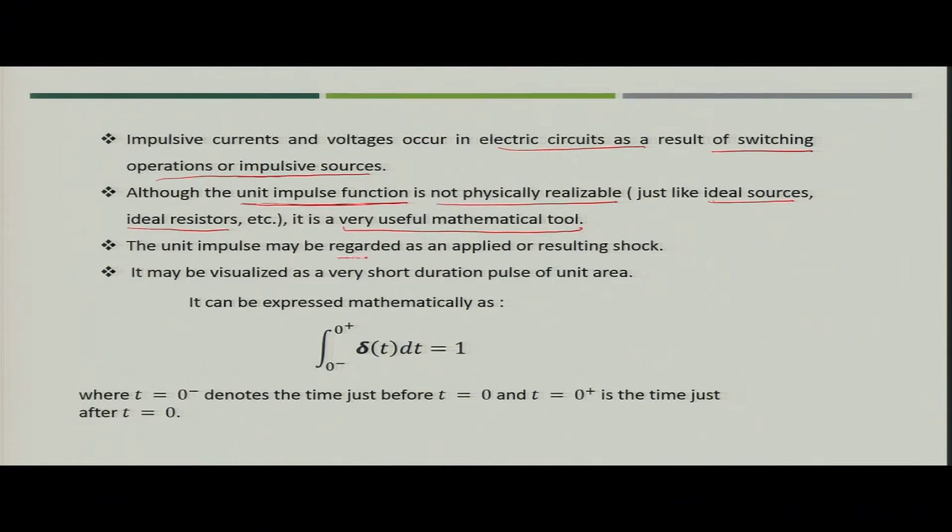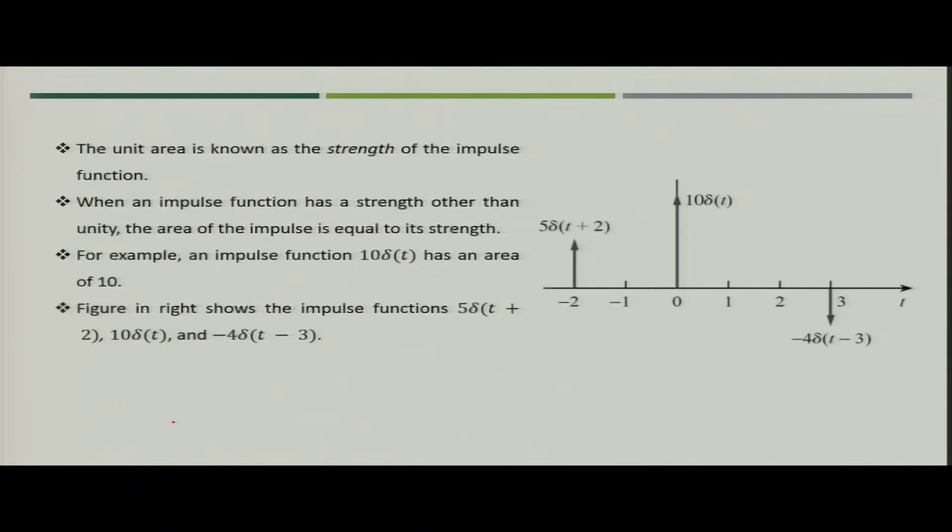Now, a unit impulse can be regarded as an applied or resulting shock into the circuit. It may be visualized as a very short duration pulse of unit area. So, mathematically how will you represent it? You represent it as the integral from 0 minus to 0 plus of delta t dt equal to 1. This is how you represent the unit impulse, or the Dirac delta function. Here, 0 minus denotes the time just before t equal to 0, and 0 plus is the time just after t equal to 0.